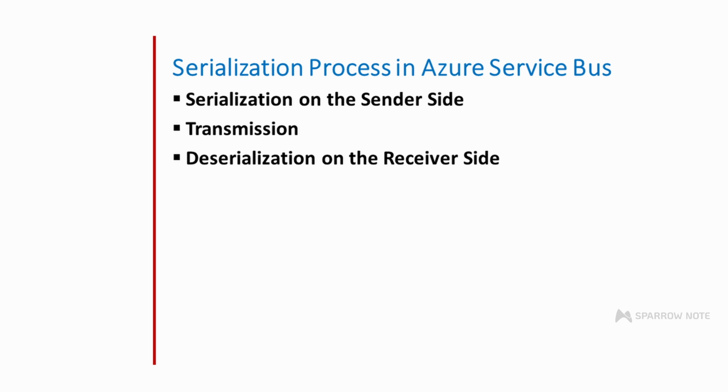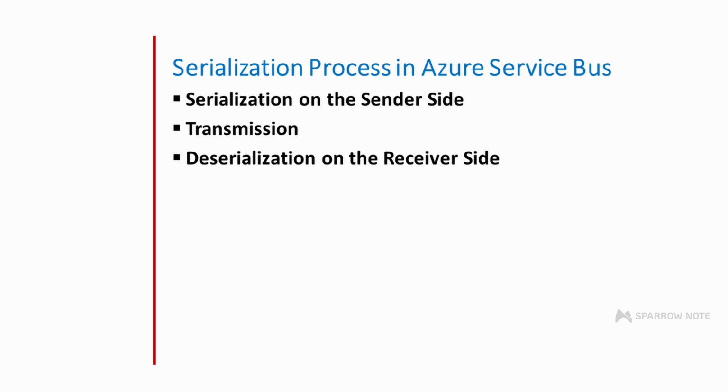Serialization process in Azure Service Bus. Serialization on the sender side. The message body is serialized into a format like JSON, XML, or binary. The serialized data is then encoded into a byte array, which is the format that Azure Service Bus uses to store and transmit the message. Custom properties might also be serialized, especially if they are complex objects.